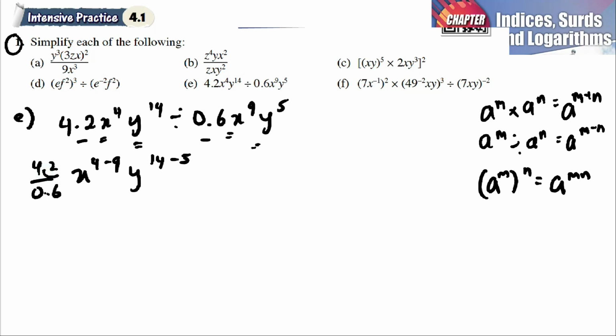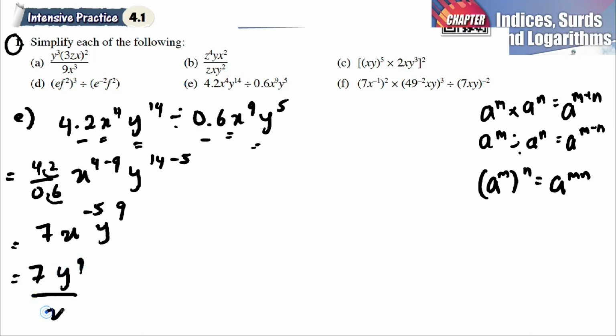So here both times 10 over 10, we get 42 divided by 7. You can directly use the calculator. So x, 4 minus 9 is negative 5, and y, 14 minus 5 is 9. You see here we have the negative power, so we need to bring it down. 7y⁹ divided by x to the power of 5.